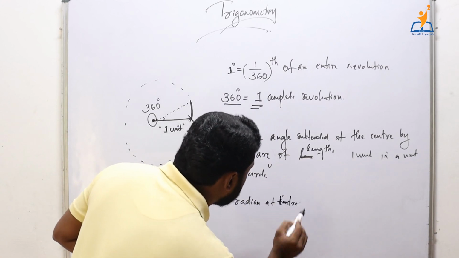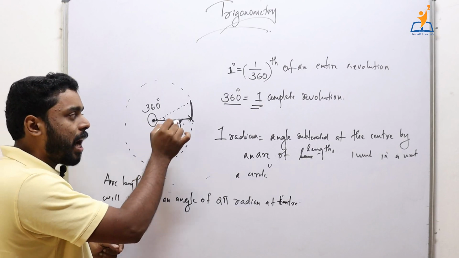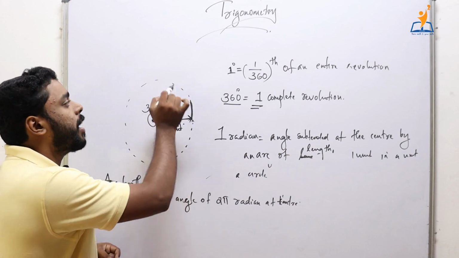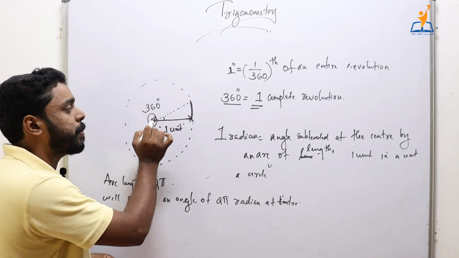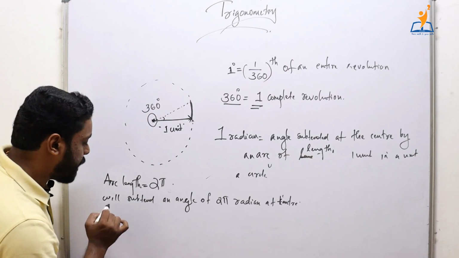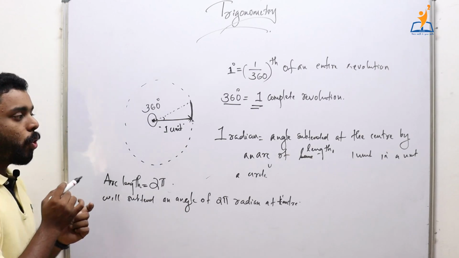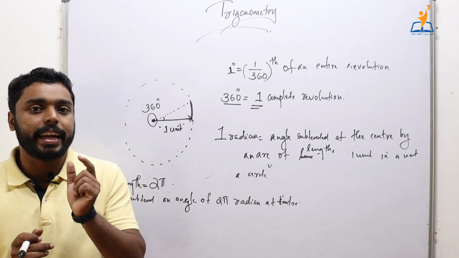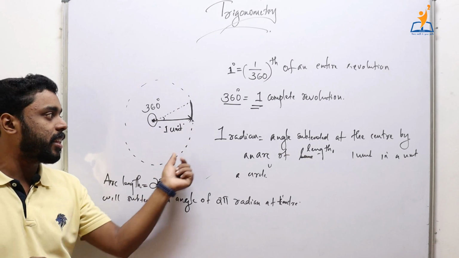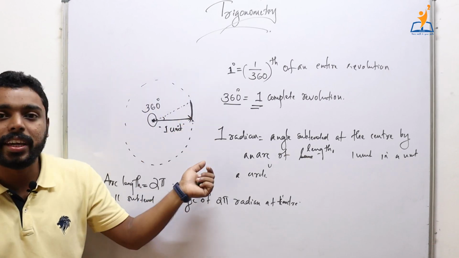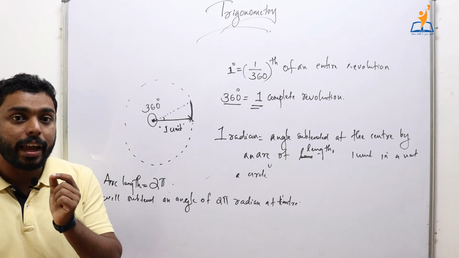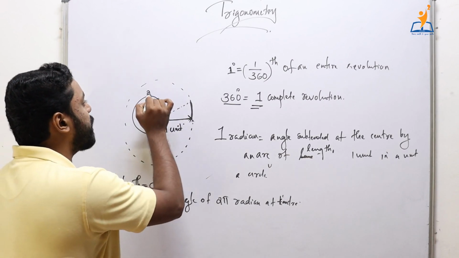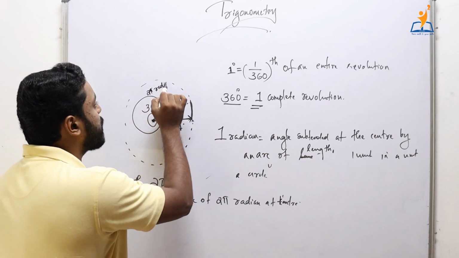We discussed it, right? If an arc of length 1 unit subtends an angle of 1 radian at the center, then an arc of length 2 pi units will subtend 2 pi radians at the center. That's what we have written here. So always remember that for a unit circle, an arc of length 2 pi units, which is nothing but the entire circle, will subtend an angle of 2 pi radians, which means that the entire angle formed here is 2 pi radians, right?